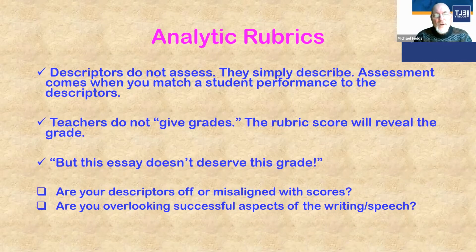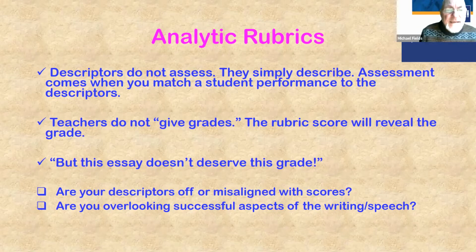But rubrics reveal the score or the grade. We teachers set up the rubric and then we kind of let go. I think that's really very important. We have already made a decision when we wrote the descriptors. And then at that point, we have to let go. And we have to use the rubric and match the student's performance to the descriptors and allow the rubric to do its magic, to do its work, and reveal the grade.